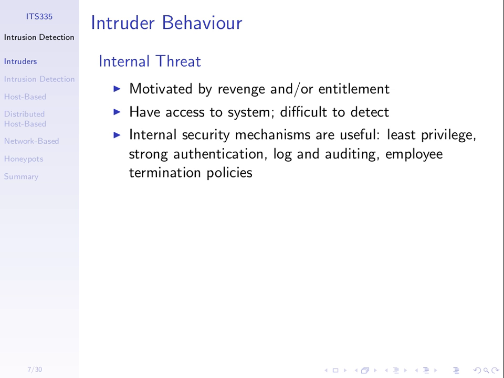The third type are internal users, internal threats. An employee, or maybe even an ex-employee who's just been fired, wants to take some revenge on people or an organization, or they think they're entitled to do something. So they already have access to the system. So they are internal users, or they recently were internal users. Therefore, very difficult to detect. So they already have authorized access to the system. How do you detect they've been able to use the system?